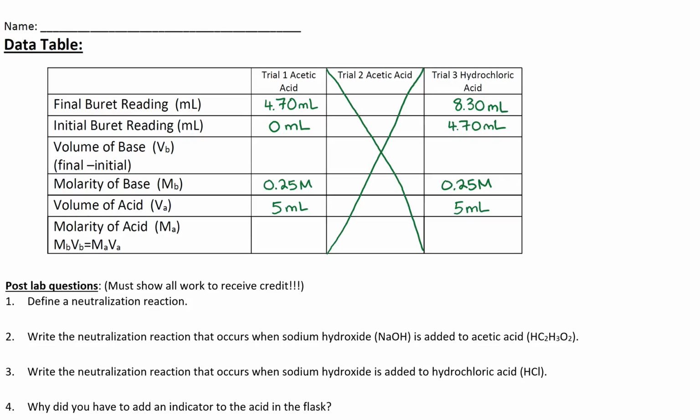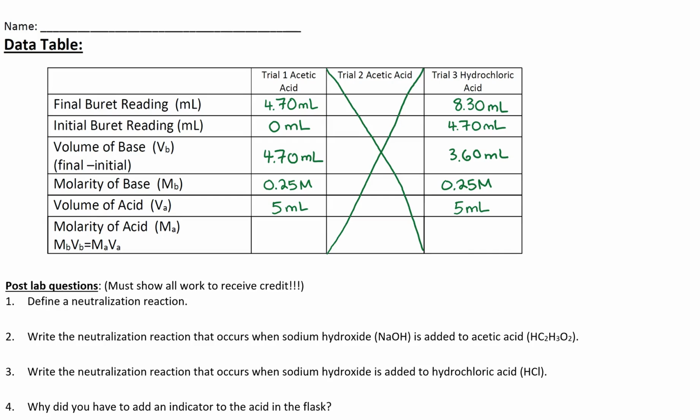Okay, so this is the data table you should have gotten. The final burette reading is 4.70 milliliters. Initial burette reading is 0 milliliters. In order to determine the molarity of the acid, we need to complete the volume of base. So I take my final minus initial, and I get 4.70 milliliters. And I'm going to complete it for the hydrochloric acid as well. 8.30 minus 4.70 gets me 3.60 milliliters.